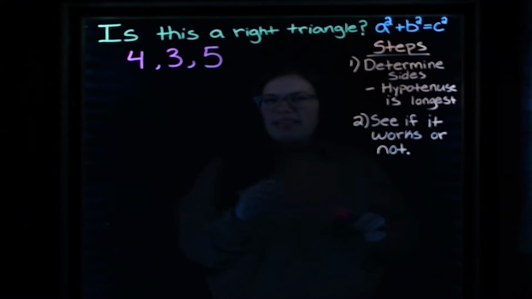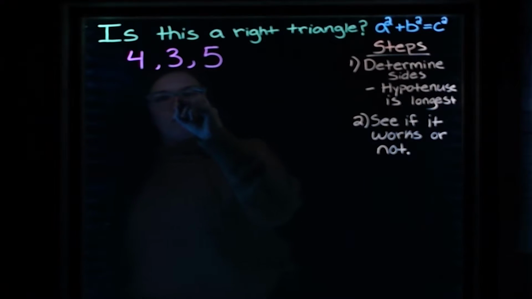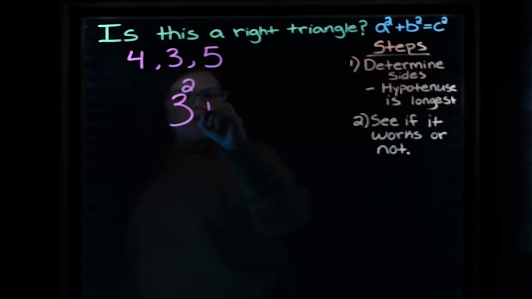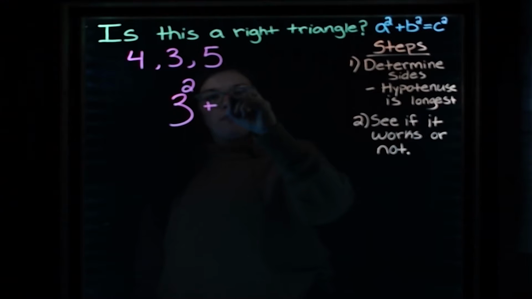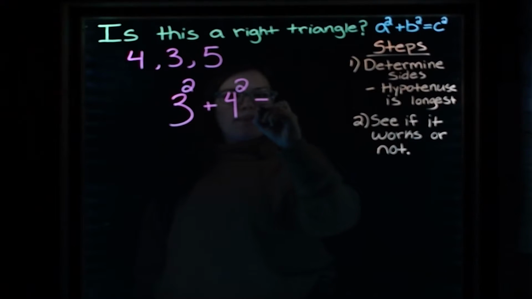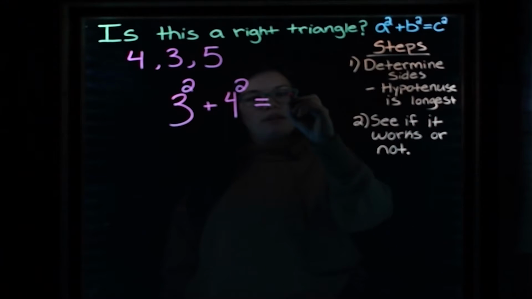So I know my a is my smallest number because that's my shortest leg. So my smallest number is 3, so I put 3 squared. Then I know my b is that middle number, so I'll put the 4 in the b spot. And my c, my hypotenuse, is the longest line, which is the biggest number.